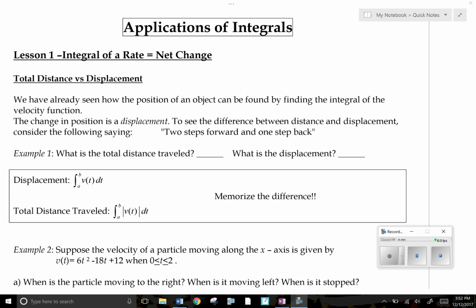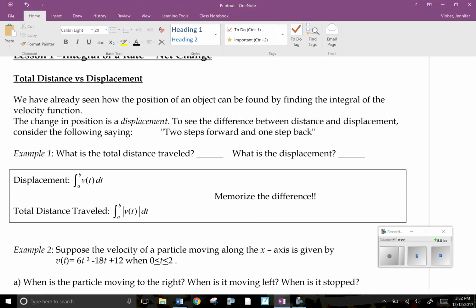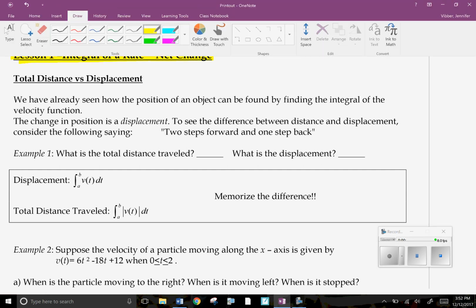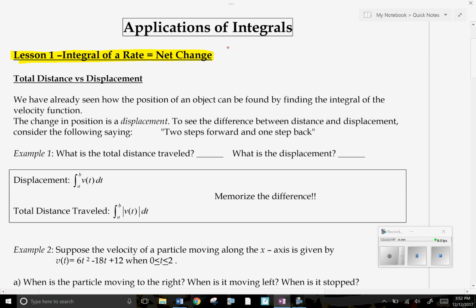Okay, so this lesson is about the integral of a rate equals net change. If there is one of our lessons that would be in the top 5, this would absolutely be it. The integral of a rate equals net change is something that we are going to talk about all the time. And one of the reasons it's important is because it comes from the fundamental theorem of calculus.